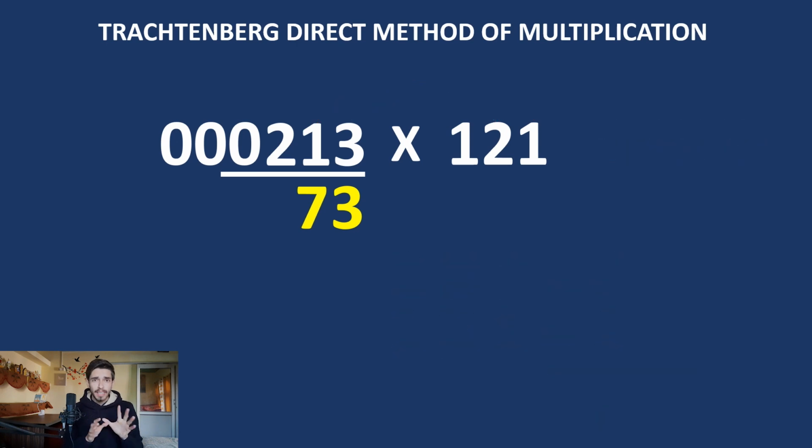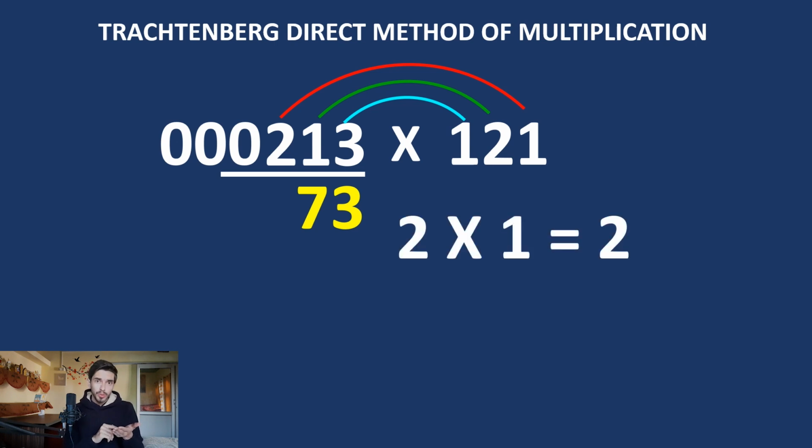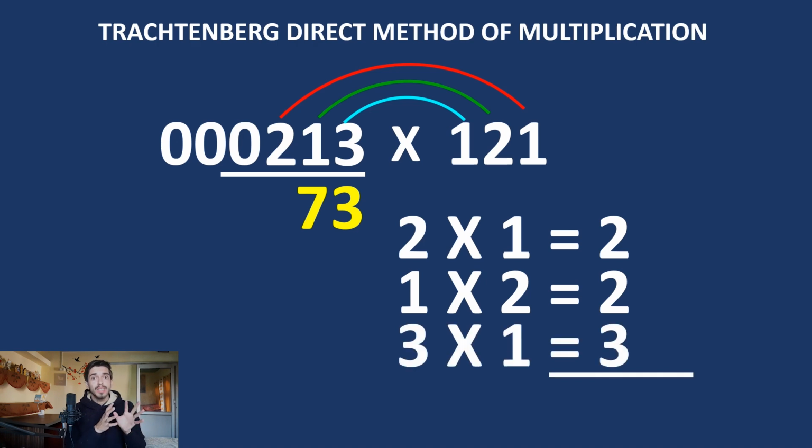Now in the next step, here comes a new thing and it is really simple. We just make 3 arches, and it is from the outside to the inside. Remember, we need to find the digit below 2, so 2 will be part of the outermost pair. So we make 3 pairs like this and multiply as before. So see, 2 times 1, 2, 1 times 2, 2, and 3 times 1 is 3, so 7.